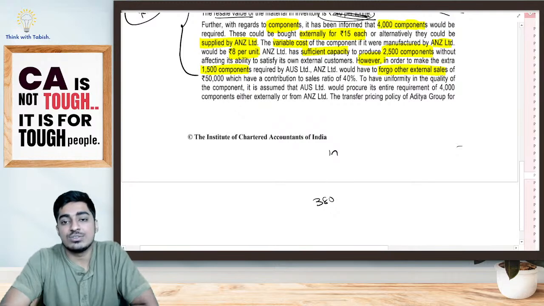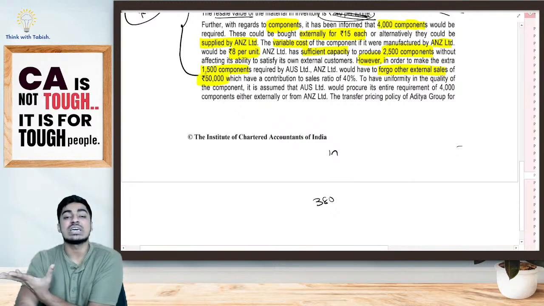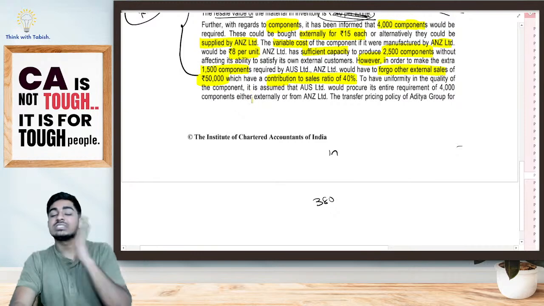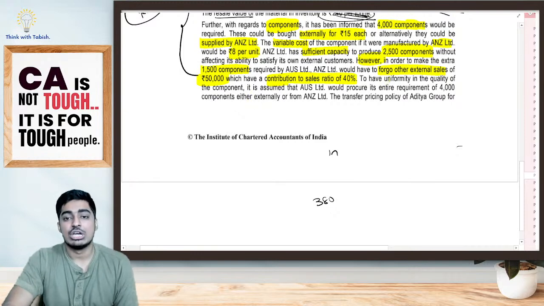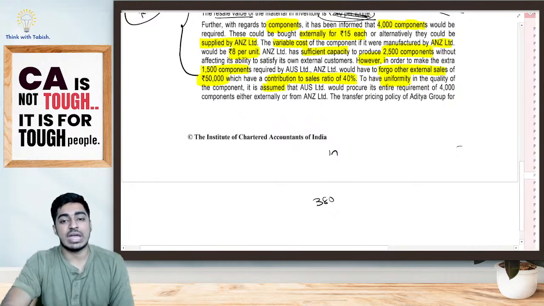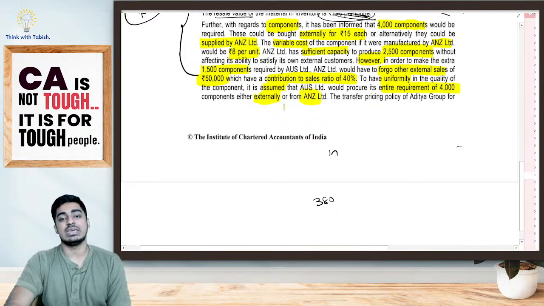So it has to forego external sales of 50,000. It has to sacrifice 50,000 of sales, which has a contribution to sales ratio of 40%. On this 50,000, we would have earned 40% as contribution. To have uniformity, it is assumed that the company will procure the entire requirement either externally or from ANZ.